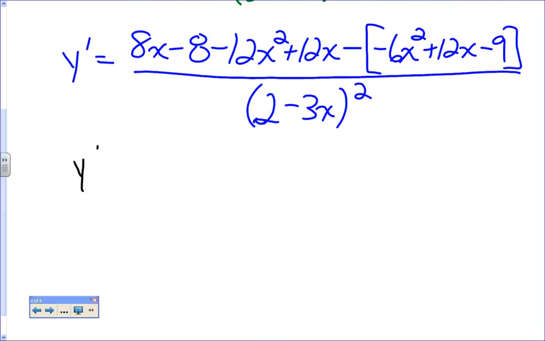So y prime. Well, what can we do here? Well, I'm going to go through and just do this. Change all these signs, right? Because then we don't need the bracket anymore. Save me a little bit of time. And so what do we got? We got some 12x squareds here, right? And we got 6 of them there. Anything else there? I don't see anything. So what, negative 6x squared?